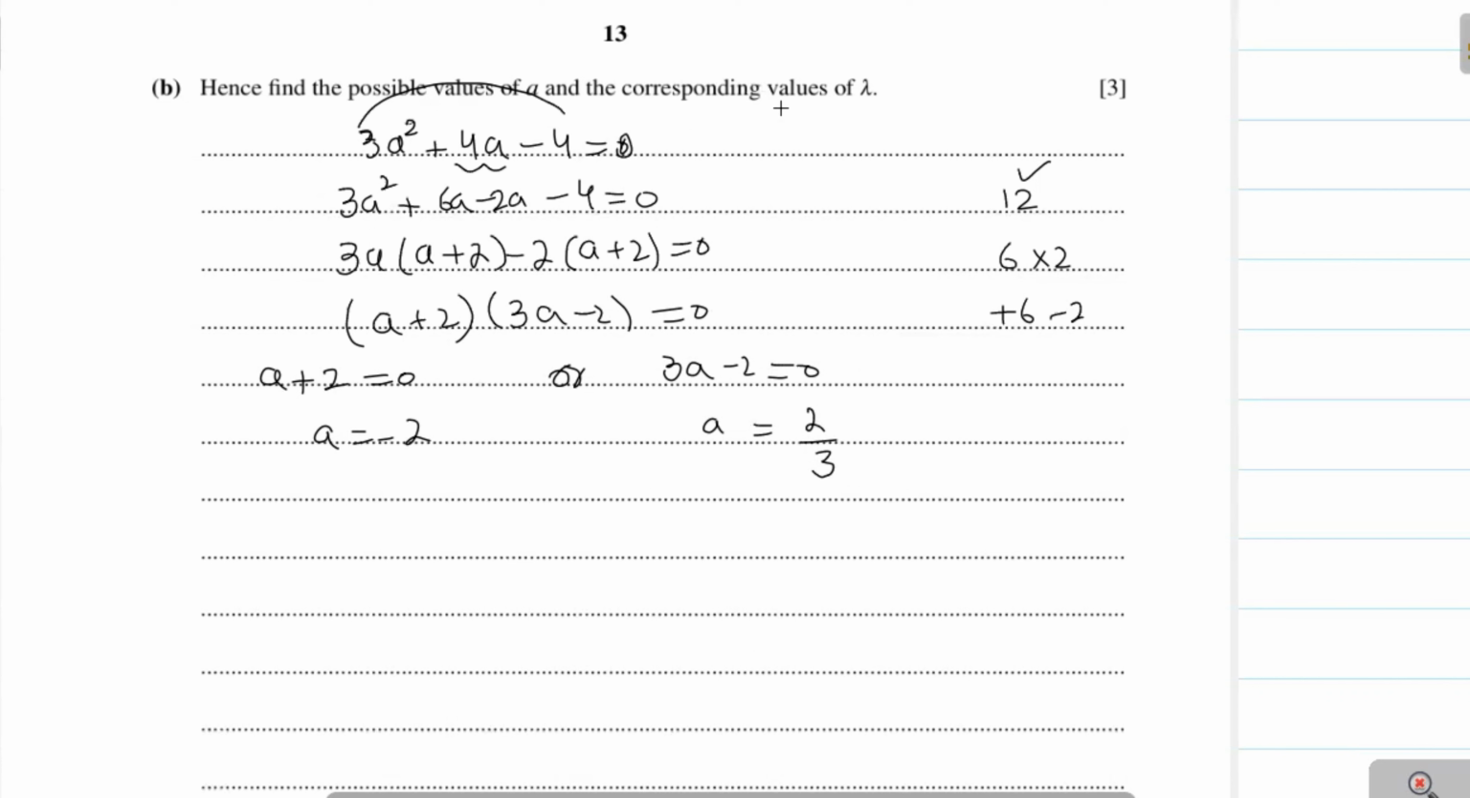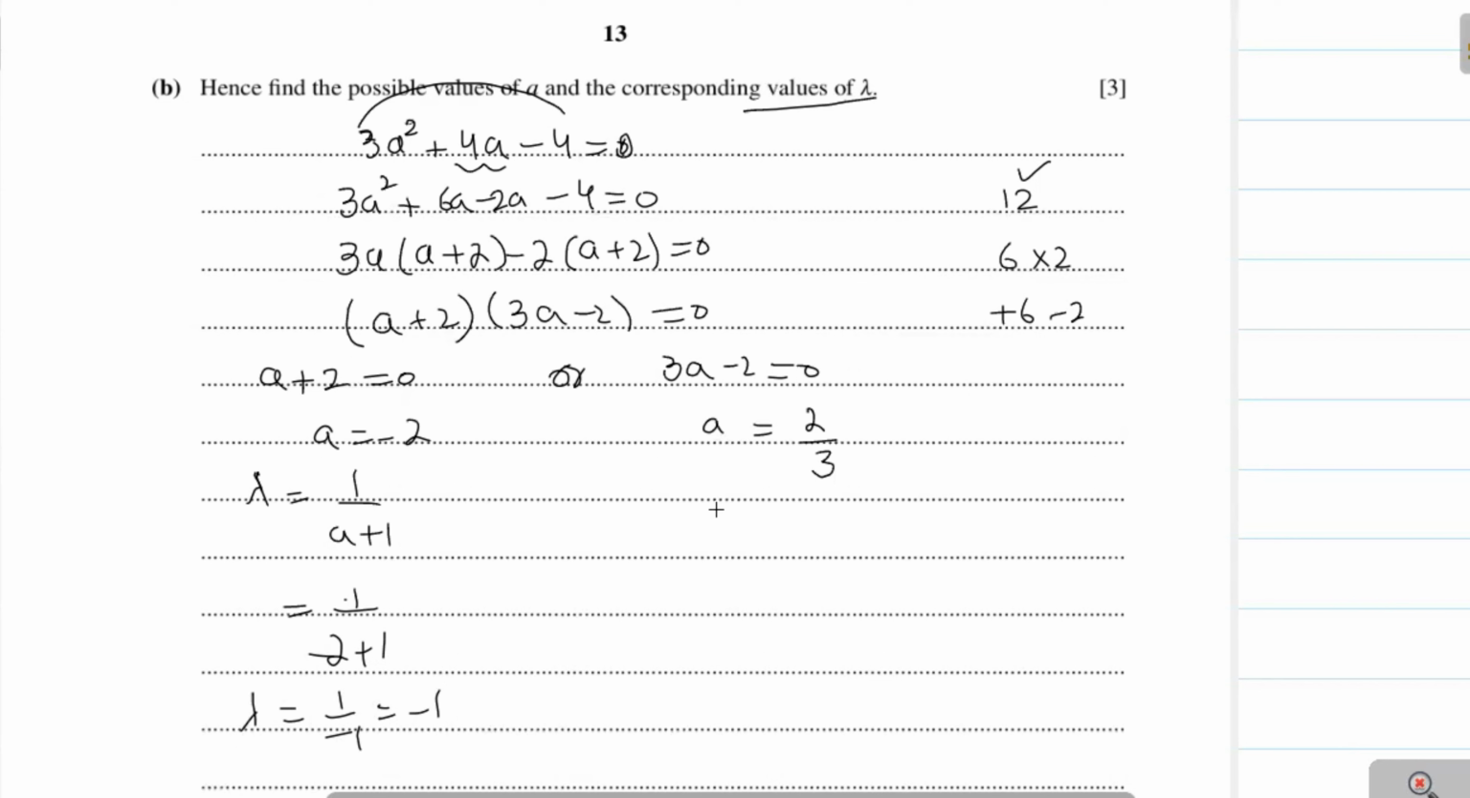Now to find the corresponding value of lambda, we use this equation. Lambda is equal to 1 over a plus 1. Therefore, we can write here 1 over minus 2 plus 1, and this value will be equal to 1 over minus 1, and this value equals minus 1.